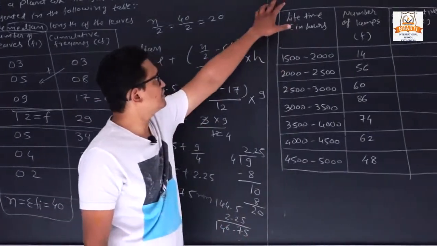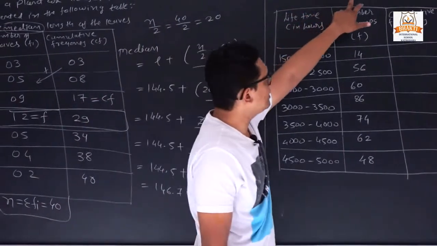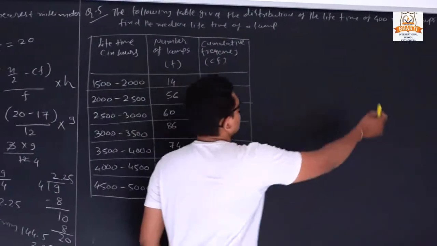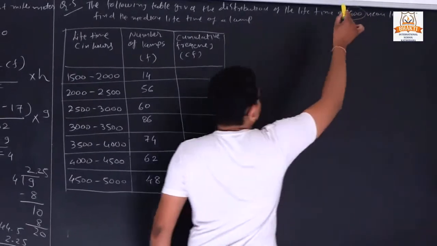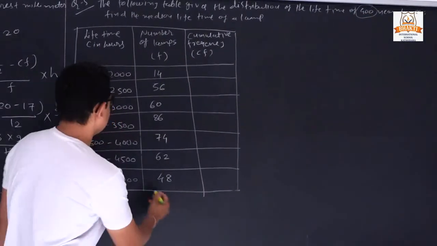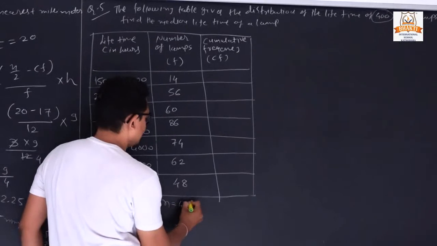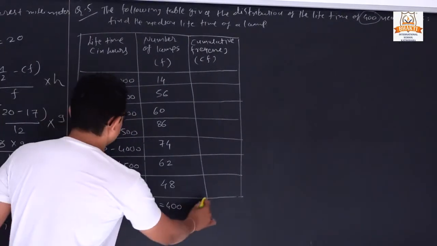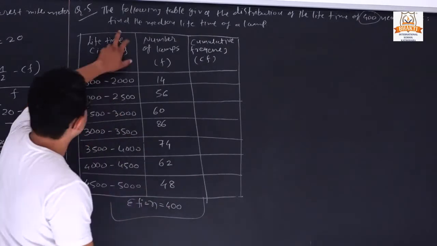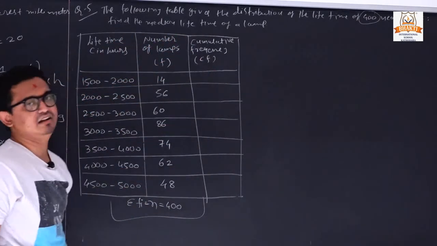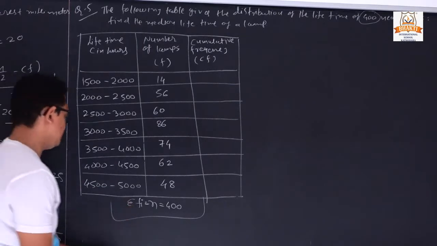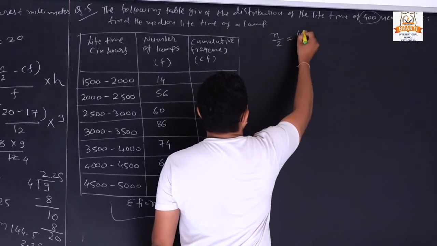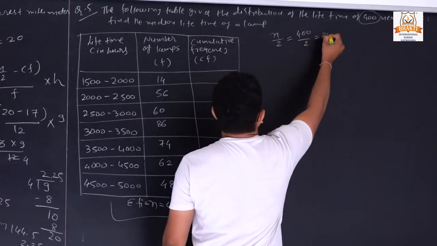Now we go to our next question, question number 5. The following table gives the distribution of the lifetime of 400 neon bulbs. So total bulbs given is 400, so we can write n is equal to 400. It is also called the sum of frequency. Next, find the median life of a lamp. First of all, we start with n by 2: 400 divided by 2 is 200.